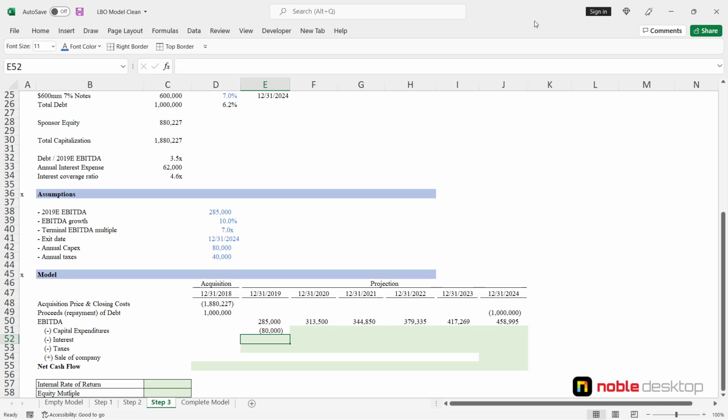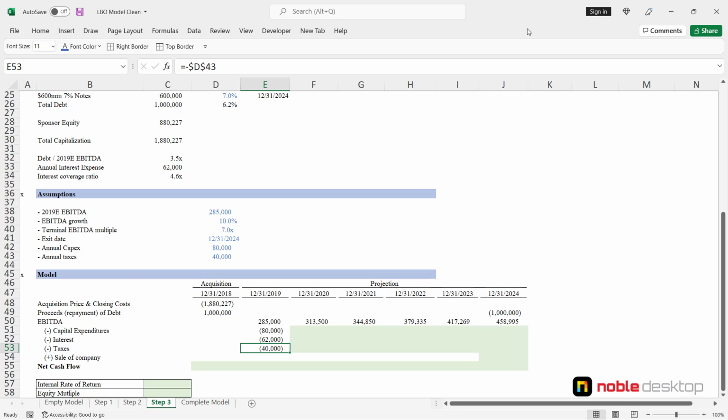Perfect. As for the interest, we have it calculated above, equals minus again, and I'm going to find it in the cell C33, and I'm going to anchor it as well with F4 function. So later on, I can fill it to the right. And my taxes are given to me in the assumptions equals minus, and I'm going to find it in the cell D43, and I want to anchor it again with function 4 shortcut.